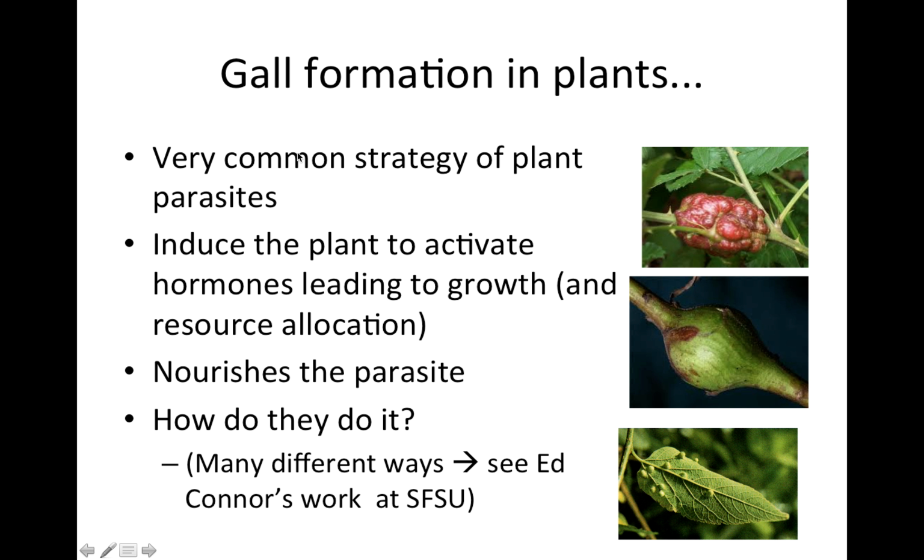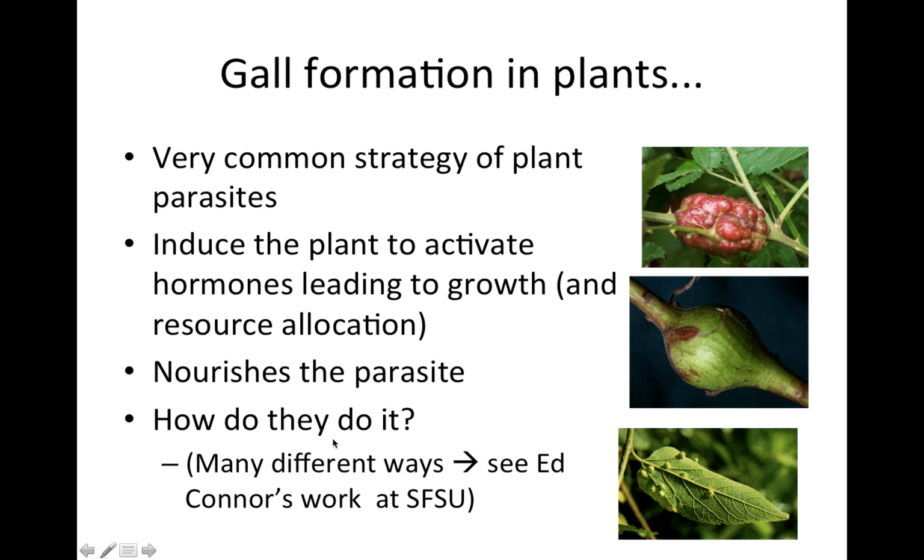This is a weapon that is a common strategy of plant parasites. Organisms that parasitize plants feed on or take shelter in the plant. What they do is induce the plant to activate various hormones that lead to growth. Here we're looking at what are called galls. These are basically tissue growths, sort of like tumors, that are then exploited. Insects or nematodes may gestate their larvae in here, or bacteria may grow in here. The idea is to stimulate the plant to direct resources, to direct growth here that will nourish the parasite. And so the question is how do they do it?